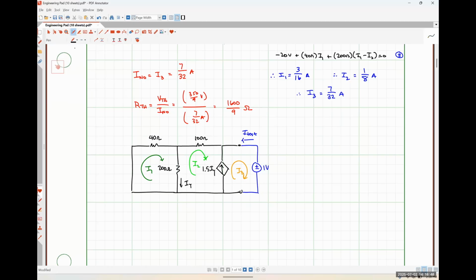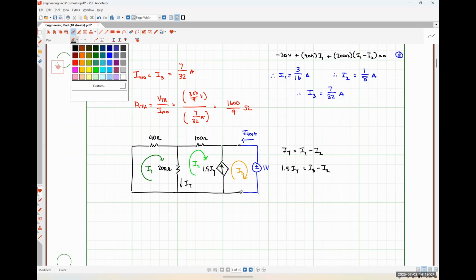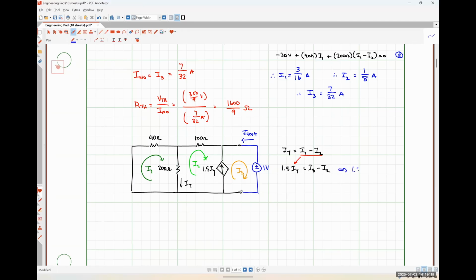Our controlling variable relationship is going to look like IY is equal to I1 minus I2. Our current source relationship is going to look like 1.5 IY is equal to I3 minus I2. And if I substitute this relationship into here, I should get the exact same result as I got earlier. So that's going to look like 1.5 I1 minus 0.5 I2 minus I3 is equal to 0.